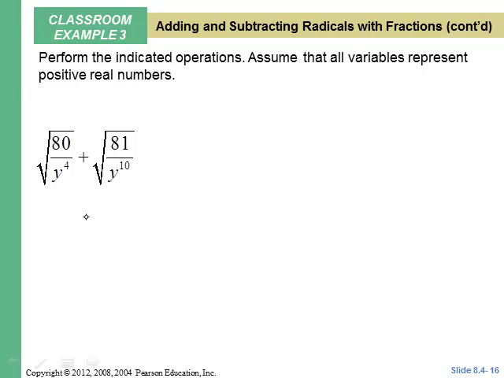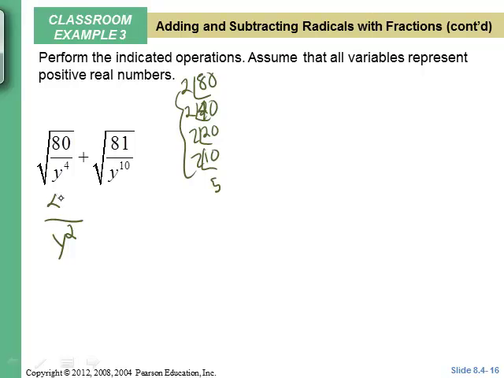Okay, how about this one? Well, the square root of y to the 4th is y squared. Square root of 80: divided by 2 is 40. Divided by 2 is 20. Divided by 2 is 10. Divided by 2 is 5. 2 pairs of 2's, which is 4. Square root 5 plus, this is y to the 5th, and square root of 81 is 9.